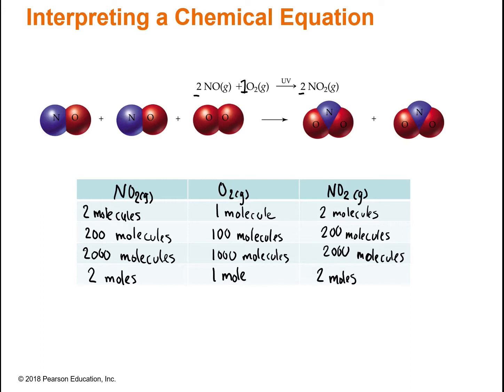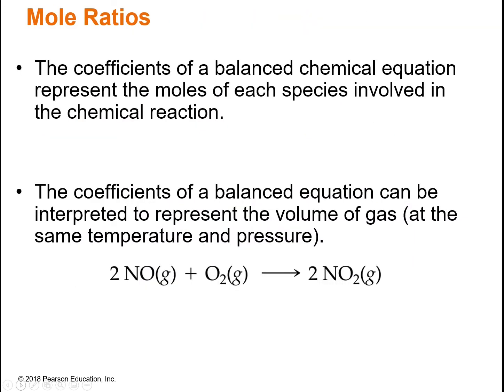So those coefficients are useful for interpreting a chemical equation. We can talk about it in terms of molecules or atoms, and the number of moles of each reactant we need and how much product we'll make. So that's what this slide says in words, that the coefficients of a balanced, keyword balanced, chemical equation represents the moles of each species involved.